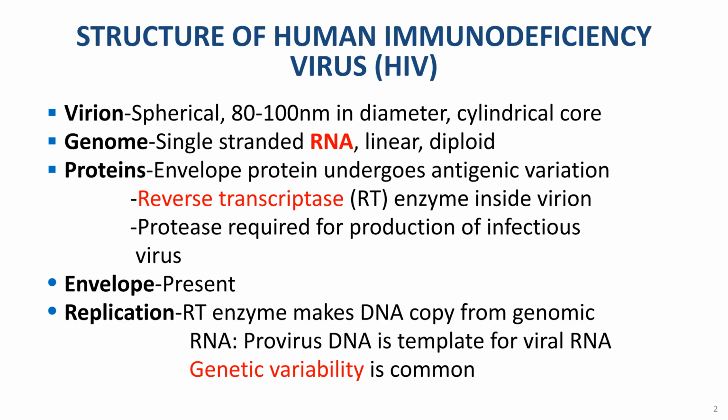The virus has an envelope derived from the host cell membrane, studded with glycoproteins GP120 and GP41. These envelope proteins are essential for the virus to attach to and enter target cells. During replication, the reverse transcriptase makes a DNA copy from the genomic RNA. This DNA, called provirus DNA, integrates into the host cell's chromosome and serves as a template for producing new viral RNA. An important characteristic of HIV is its high genetic variability. The virus mutates frequently during replication, which contributes to drug resistance and immune evasion.